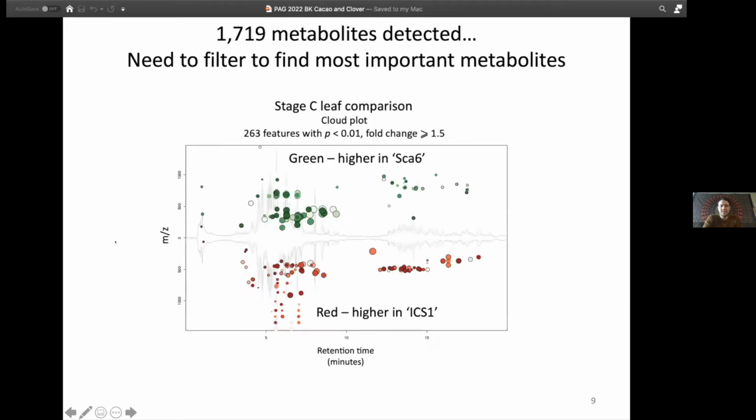I just compared basal metabolite profiles of these two clones, Scavina 6 and ICS1. We detected 1,719 metabolites. You can see here the mass to charge ratio and the retention time in the chromatogram from the HPLC with tandem mass spec. Any peak with a green dot is higher in Scavina 6. Any peak with a red dot is higher in ICS1. I applied some filters to this data set so that we can pull out the metabolites that seem to be most important for potentially contributing to Scavina 6's resistance.